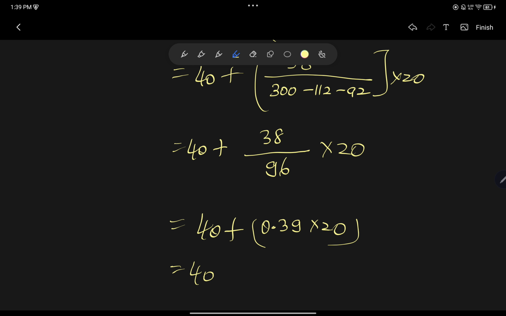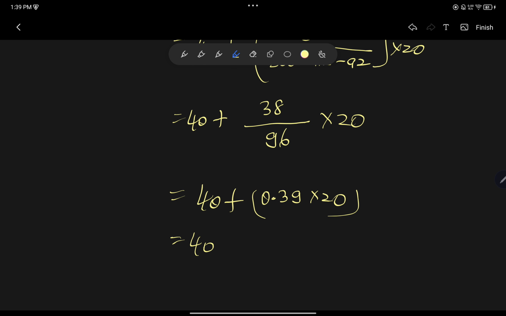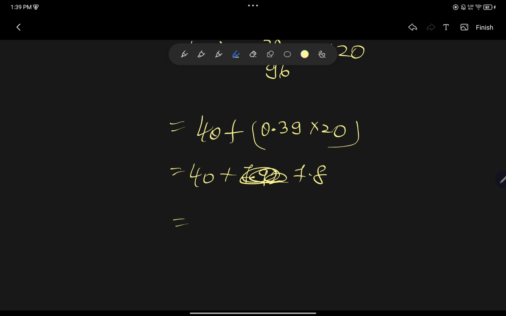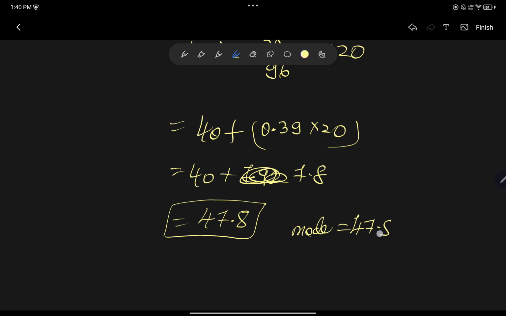40 plus, somewhere we'll get 7.9. 0.39 into 20 is 7.8. Okay, 7.8. So 40 plus 7.8 is 47.8. So here the mode we got is 47.8. So this is the answer.